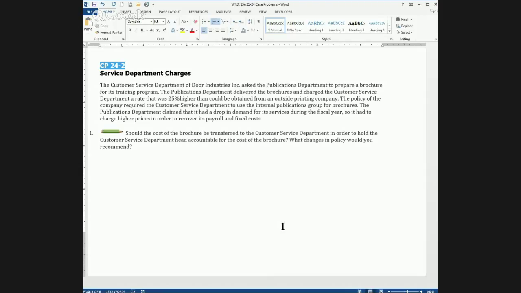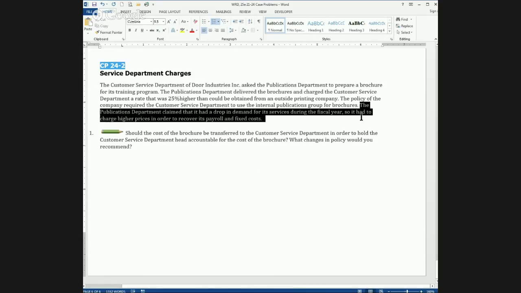Because upper management says you have to buy from the internal publications department, because the internal publications department had excess capacity and we just need to keep these workers busy. On top of that, the publications department claimed that the drop in the demand for its services caused it to have some fixed costs to cover, and so they charged a premium so that they could cover their particular fixed costs.